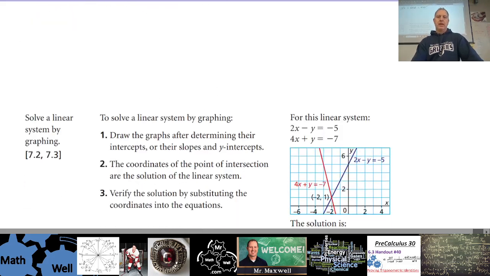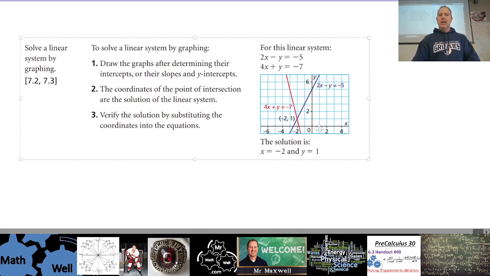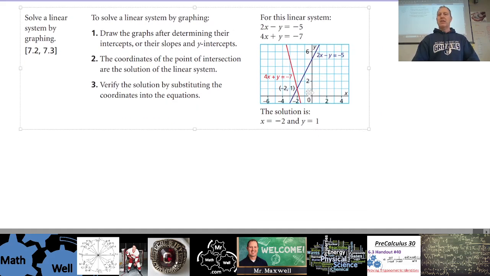Good? All right, we've got two more things to do here. So 7.1 was creating systems. 7.2 and 7.3, solving by graphing. This one should go pretty quick since we kind of covered this already. But if you have a linear system that looks like this one on the right, and you have two lines that seem to intersect, that intersection point is the key to the solution.